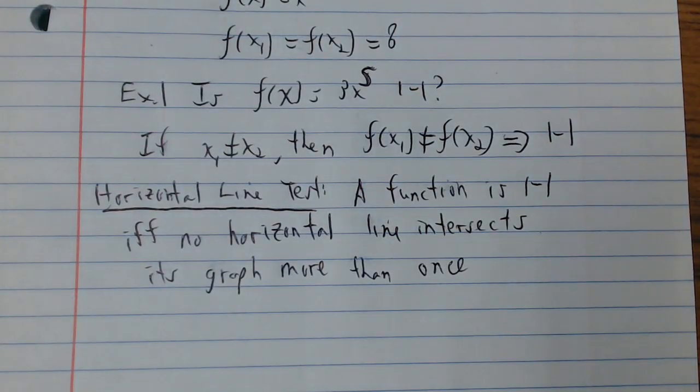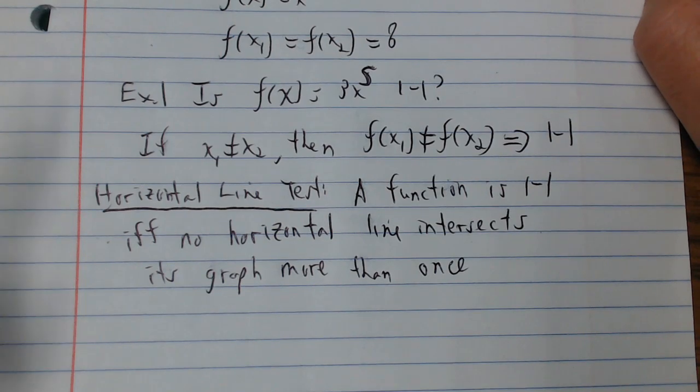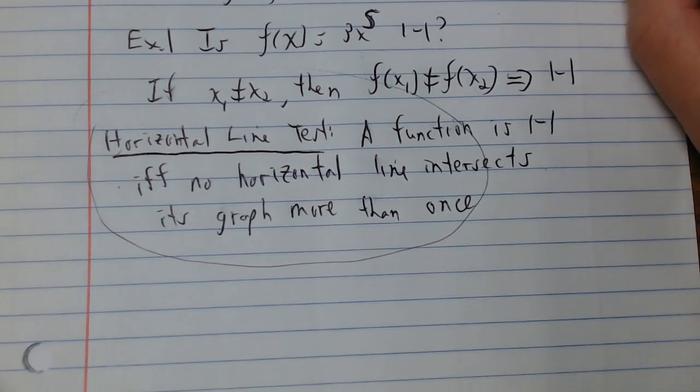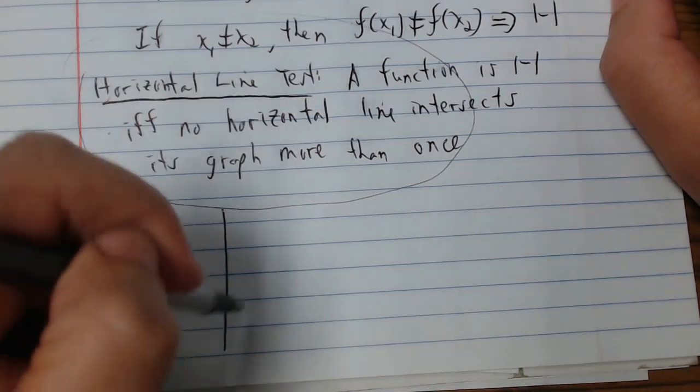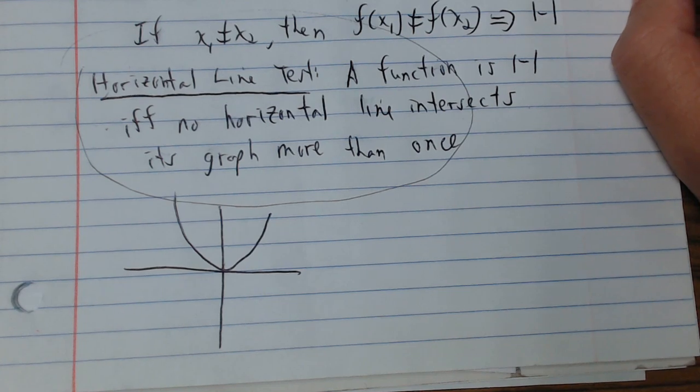So basically what we're saying is, visually speaking, why does this help us determine if a function is one-to-one or not? Because think of it this way. We all know that a parabola is clearly not one-to-one. Now, why is it not one-to-one?